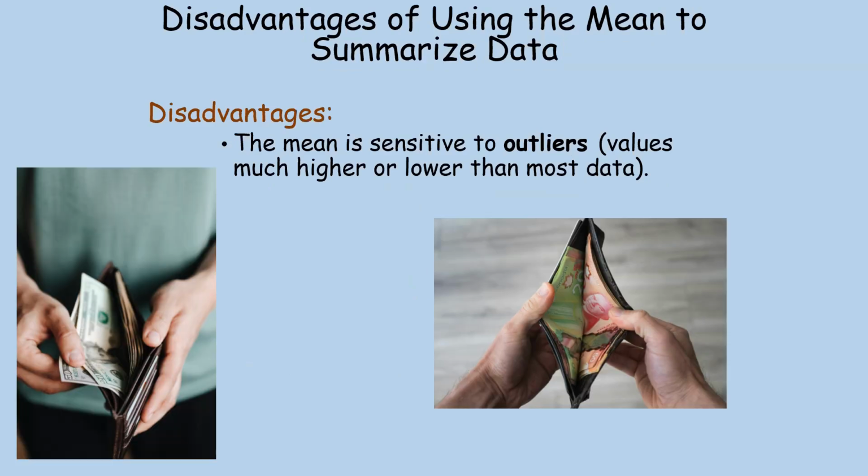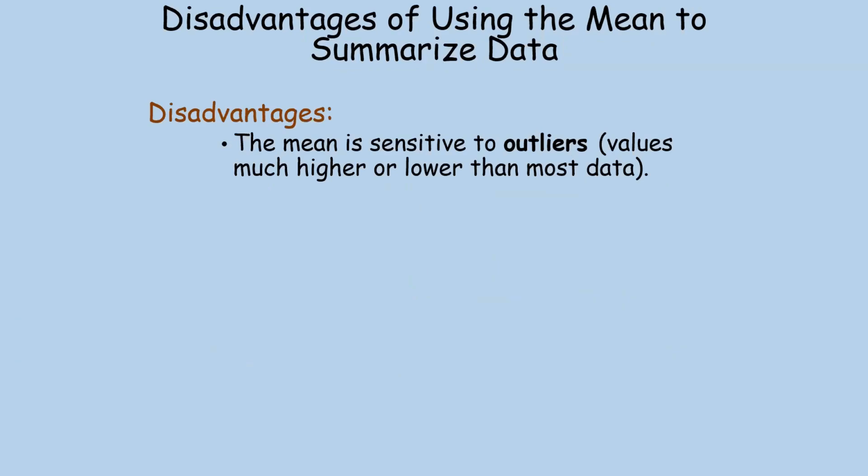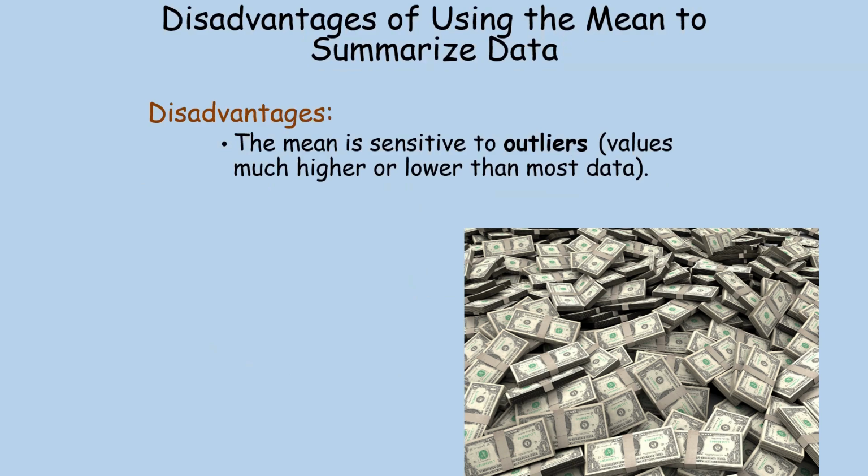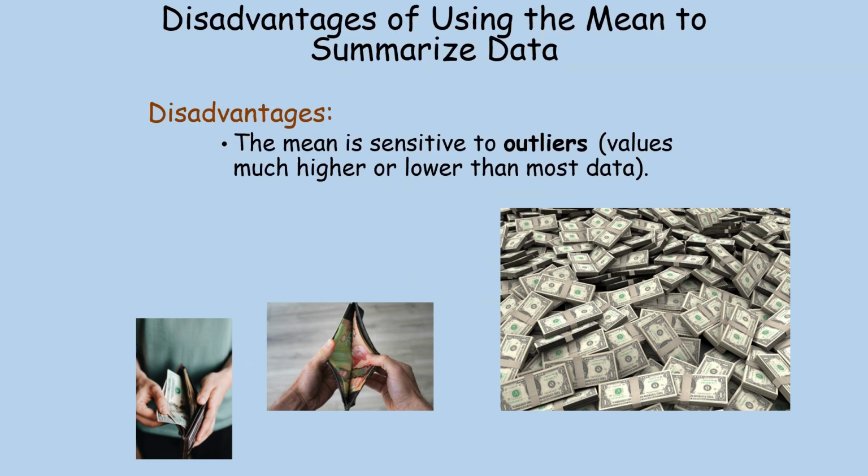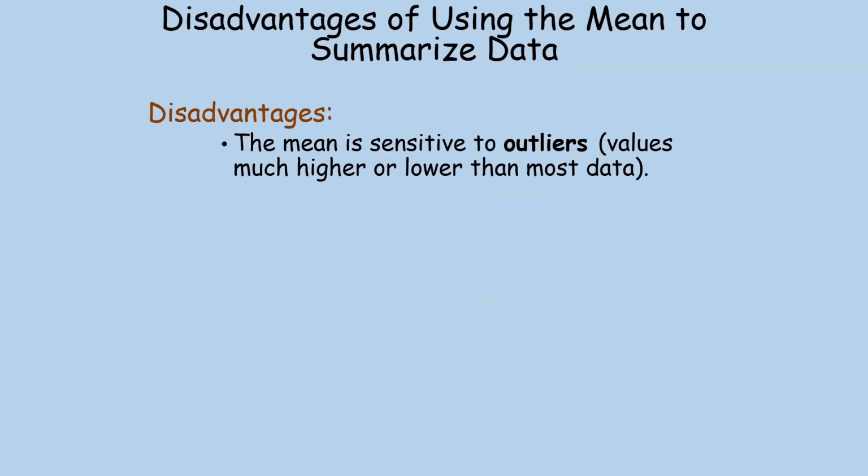Imagine asking a group of people how much money they have in their wallets. Most people might say $10 or $100. But then someone in the group says, I have $1 million. That one extreme value, the outlier, would pull the mean way up, making it seem like everyone in the group has more money than they actually do. This is why the mean can sometimes be misleading. When outliers are involved, it doesn't always represent the typical value in a dataset.